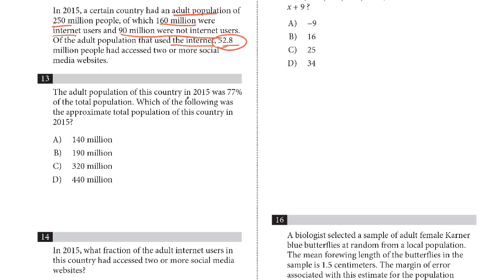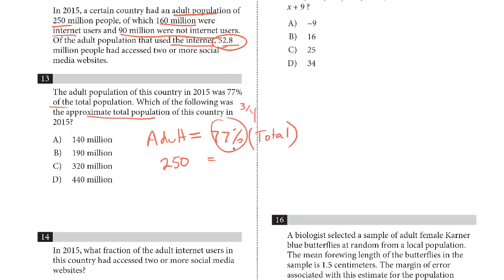13, the question. The adult population in 2015 was 77% of the total population. So that means the number of adults equals 77% of, which is multiply, times the total population. Which of the following was the approximate total population? Okay. So we know that adult population is 250. 77%, I can quickly eyeball that and say that's roughly 3/4. Because I'm going to divide that to get my total population. Divide by 3/4 is my total population.